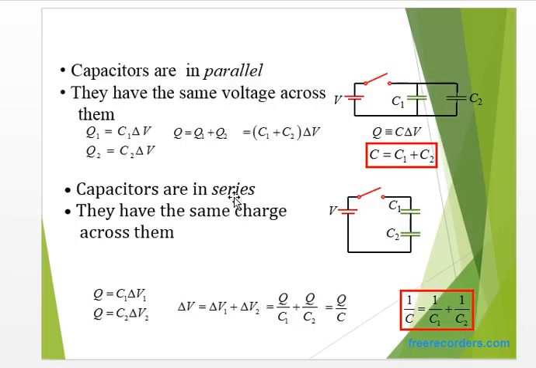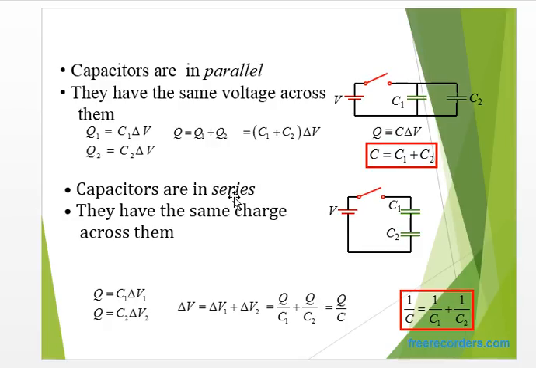Capacitors can be connected in parallel and series like a resistor. When capacitors are connected in parallel, C1 and C2 are connected in parallel. They behave as if resistors are connected in series. Same voltage is applied across C1 as well as on C2.